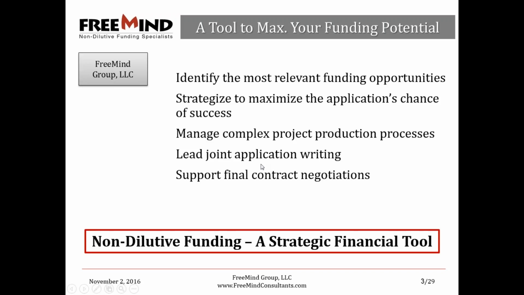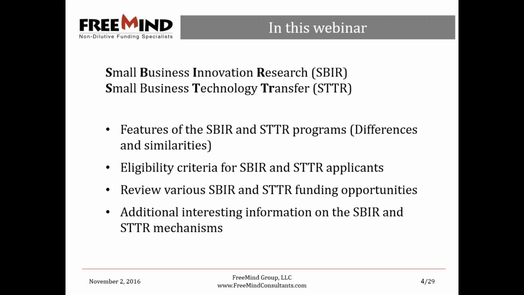Basically, the way we do what we do is we try to identify the most relevant sources of funding to strategize and help maximize each application's chances of success. We manage complex project production processes, lead the joint application writing, and support the final contract negotiations when that is relevant. Essentially, we view non-dilutive funding as a strategic financial tool, and our multi-submission approach is really what allows us to do that. But enough about us.